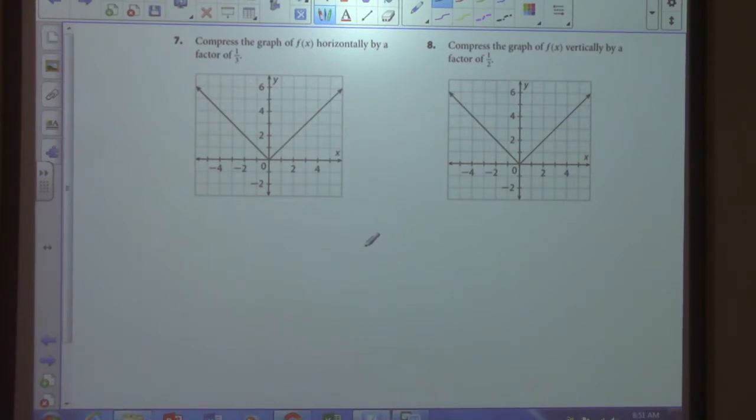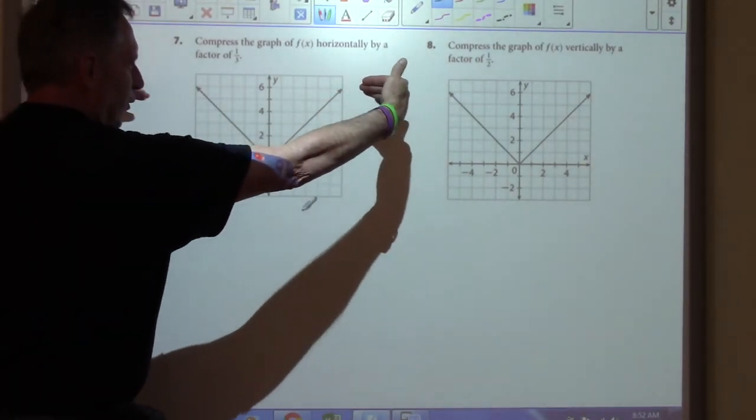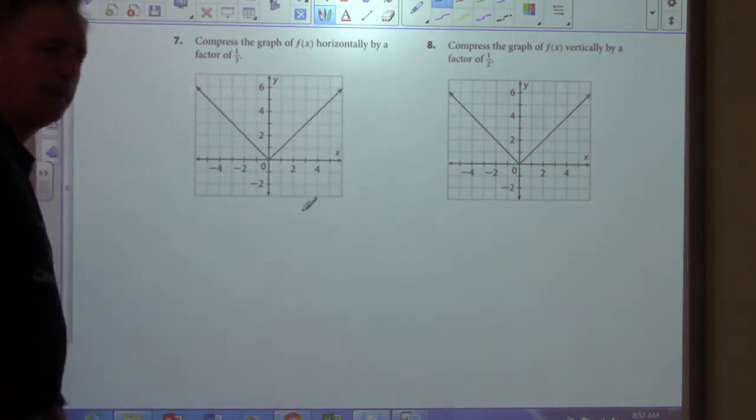Okay, what does a horizontal compression by a factor of 1/3 look like, you think? Wider. You think it's wider? So horizontal compression would be a widening? I thought compression is smaller. Oh, so 1/3 is confusing you? Well, here's the thing: if you're compressing horizontally, it's going to go like that, right? Yeah.